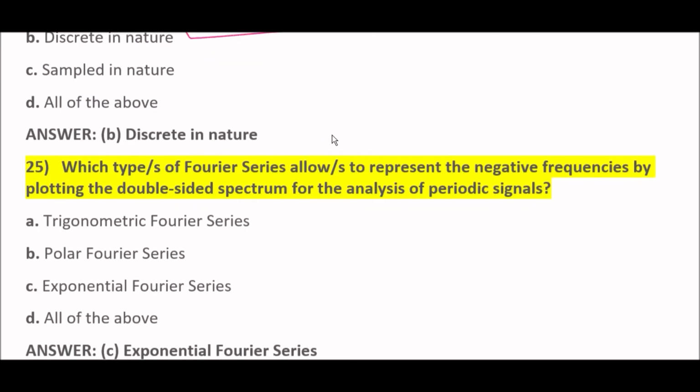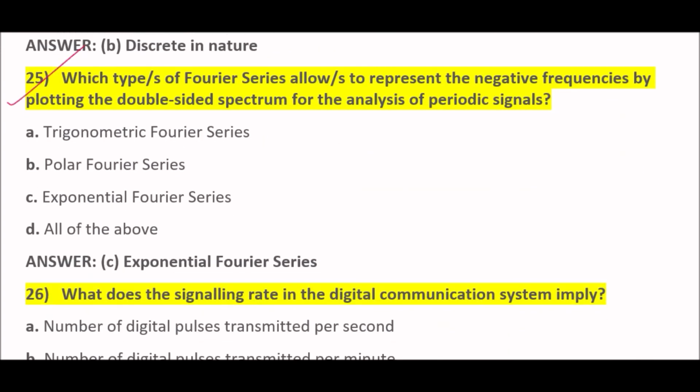Okay, next question. Which type of Fourier series allows representing the negative frequencies by plotting the double-sided spectrum for the analysis of periodic signals? The correct answer here is option C, exponential Fourier series. Okay, the exponential Fourier series allows representing the negative frequencies by plotting the double-sided spectrum for the analysis of periodic signals.